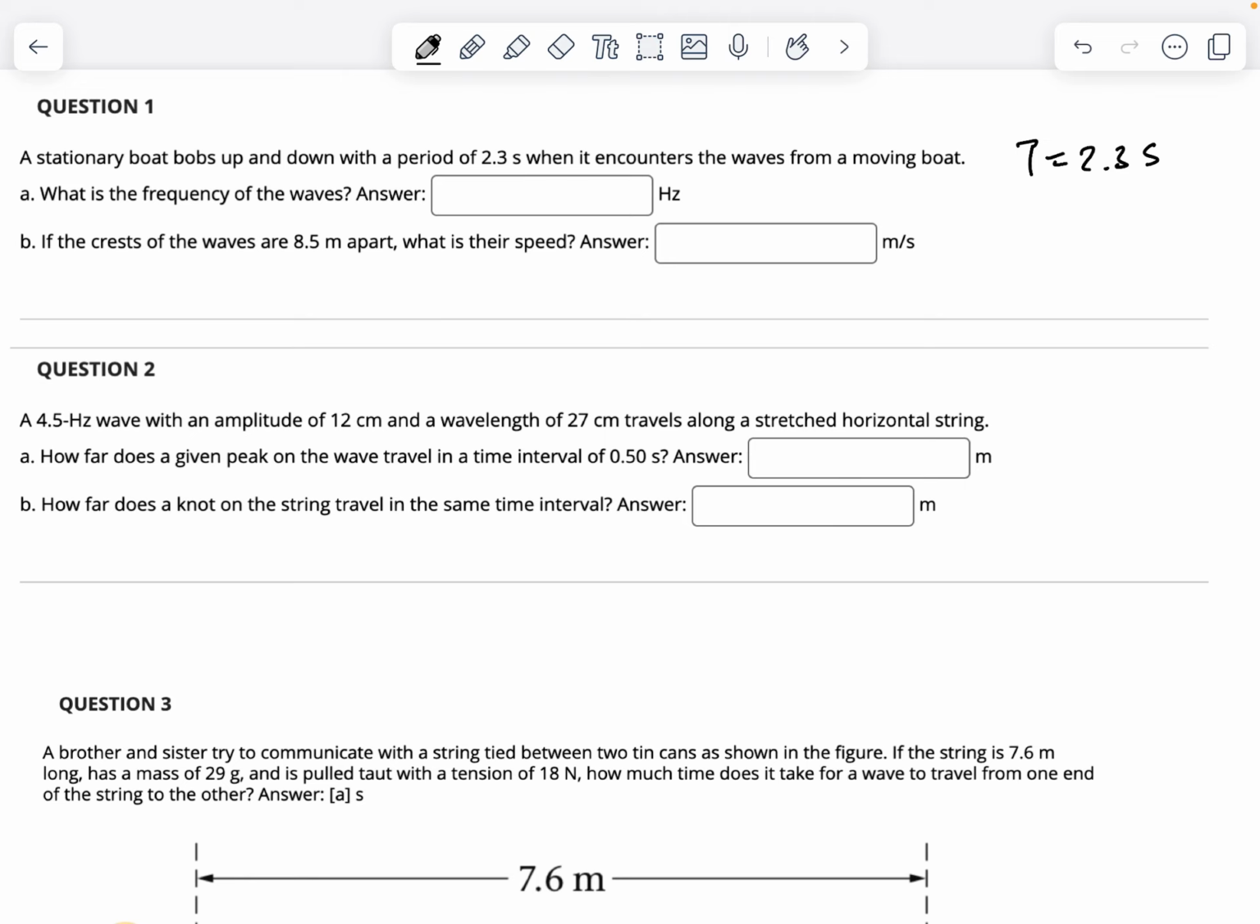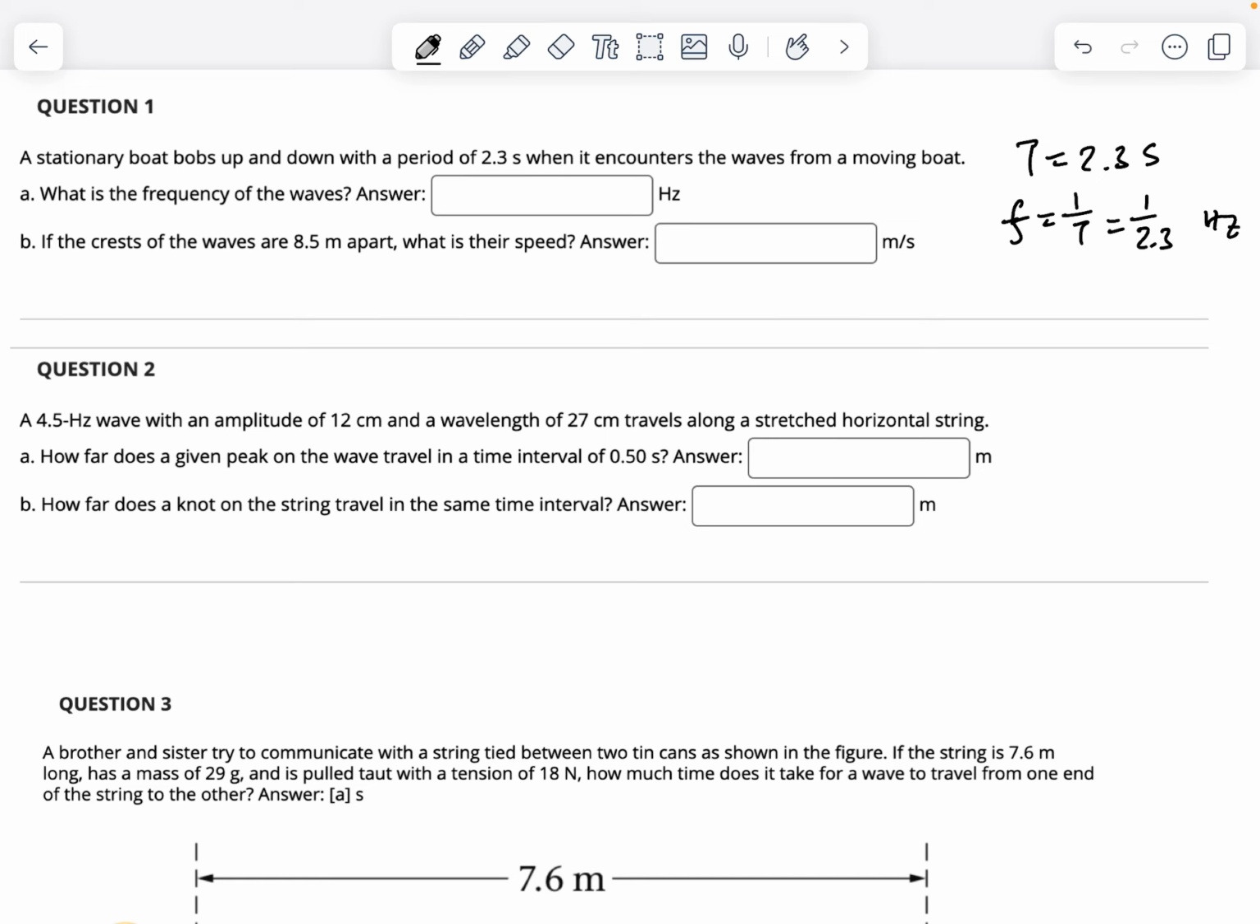So this is about a wave. So frequency equals 1 over period. Okay, so that's a frequency. So just plug in and you can figure this out, in the unit of hertz.